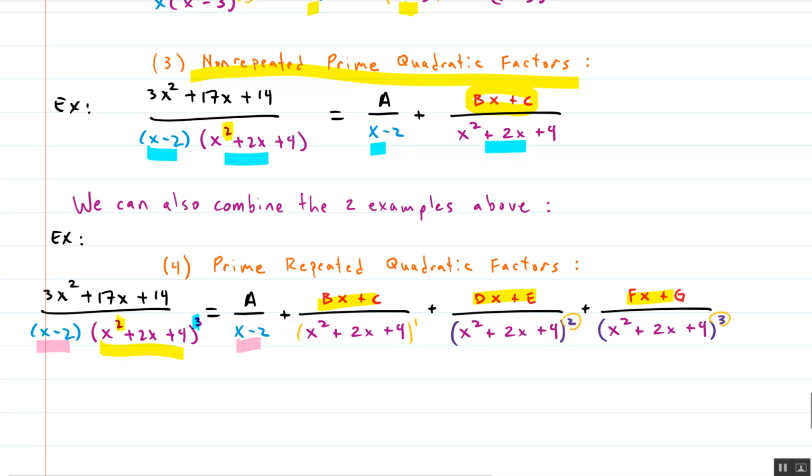And that's it. I think you guys should have a really good understanding now of what partial fractions are and how you can solve a partial fraction problem that has linear unique factors.